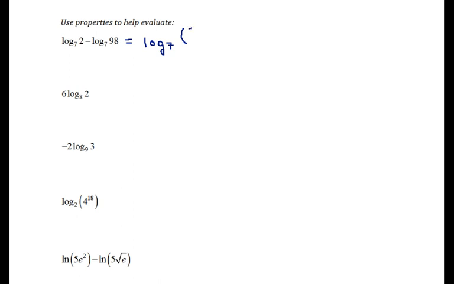Writing this as a quotient in the same order as the subtraction, I get 2 over 98 as my input to the log. Of course, that reduces. We have a common factor of 2, which reduces to the log of 1 over 49. Now, remembering how we evaluate logs, I would take the base 7 and ask what power do I raise 7 to get 1 over 49 as a result. The answer to that question is also the value of the log.